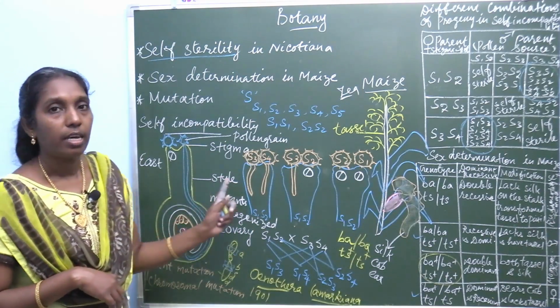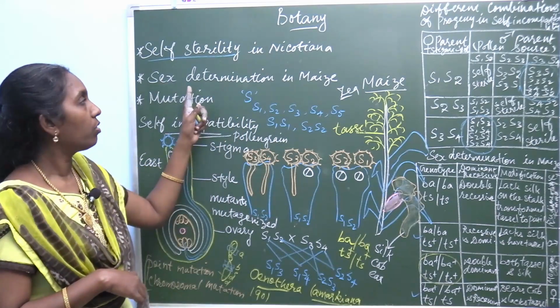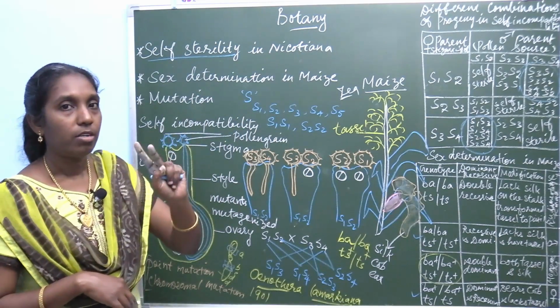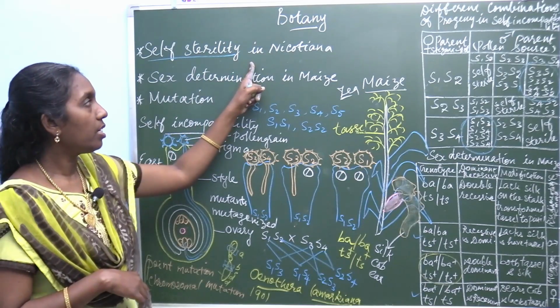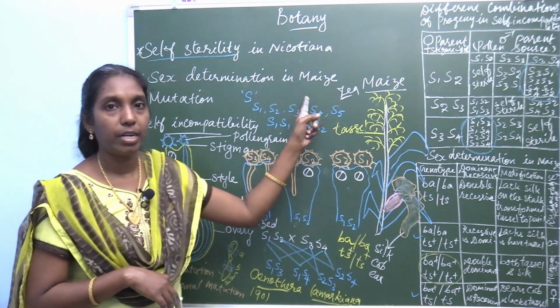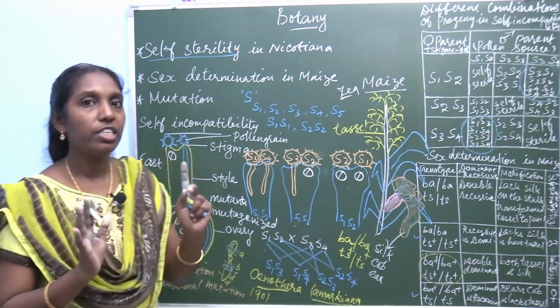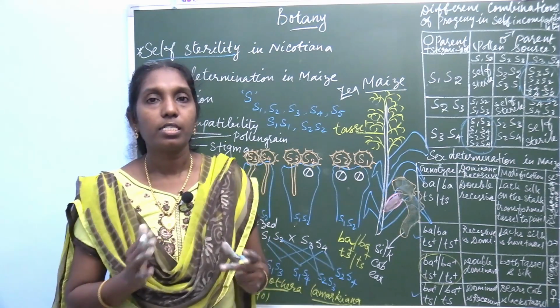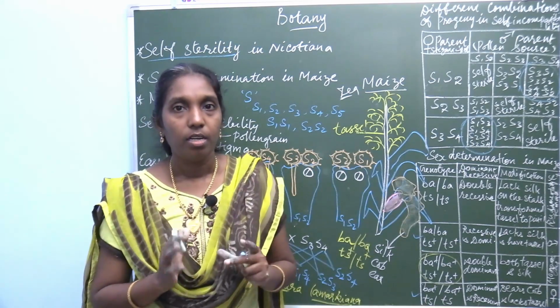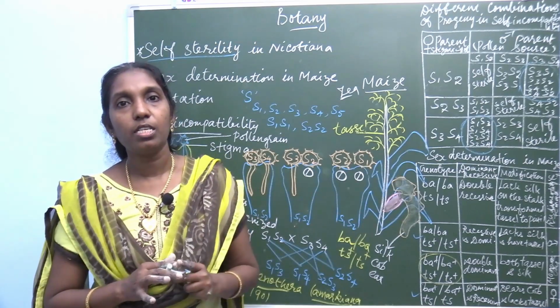So, once again recall what you learned today. Only 3 questions: self-sterility in Nicotiana, sex determination in maize, and mutation, just the introduction. Next class you are going to learn types of mutation in detail.